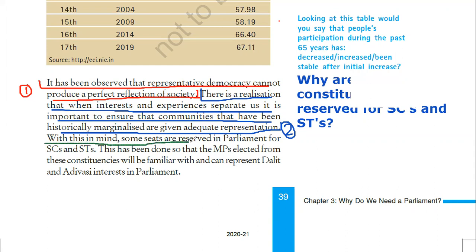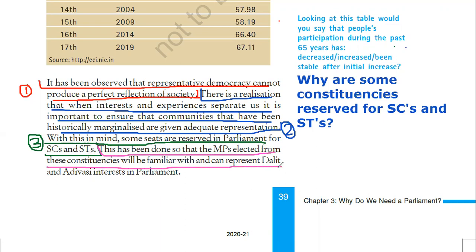With this in mind, some seats are reserved in Parliament for SCs and STs. Point number 3. And then the last line would constitute point number 4. This has been done so that the MPs elected from these constituencies will be familiar with and can represent Dalit and Adivasi interests in the parliament. Point number 4.